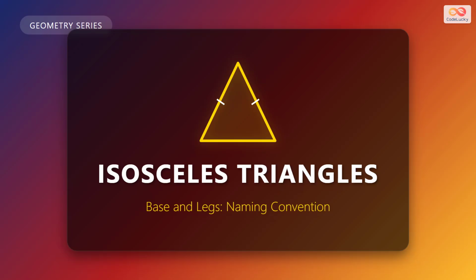Today, we are going to look at the specific naming conventions for the parts of an isosceles triangle. We will learn what we mean when we say base and legs in geometry.